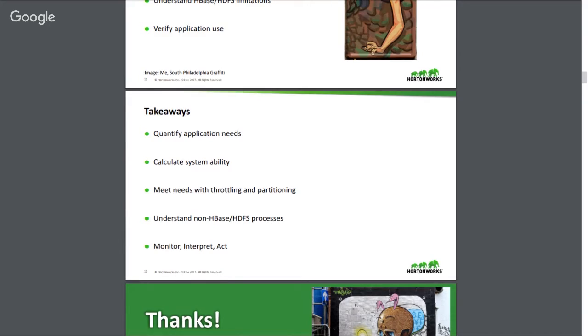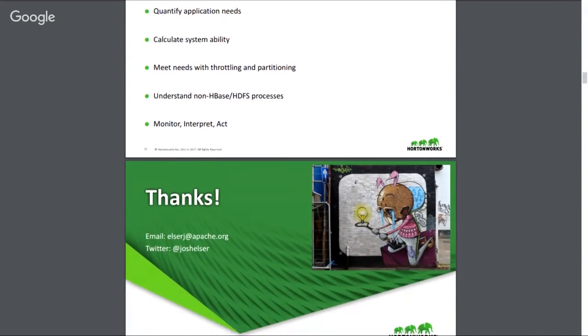And then finally, when we identify some sort of problem, how do we take these metrics and quantify this into an actual change that we need to make to HBase to, again, meet our SLAs? And that's all.